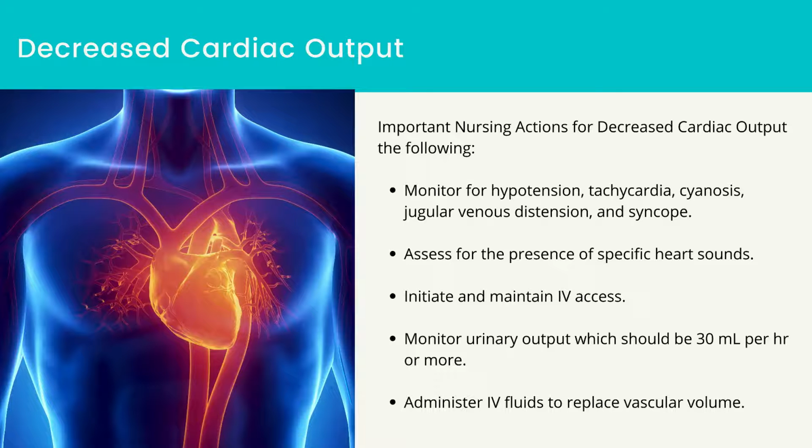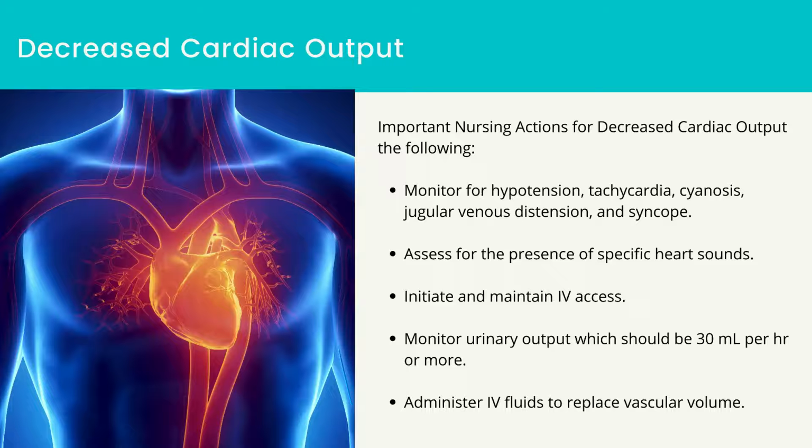Important nursing actions for decreased cardiac output are the following. Monitor for hypotension, tachycardia, cyanosis, jugular venous distension and syncope. Assess for the presence of specific heart sounds. Initiate and maintain IV access. Monitor urinary output, which should be 30 ml per hour or more.